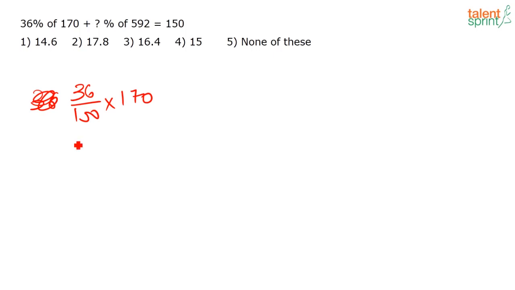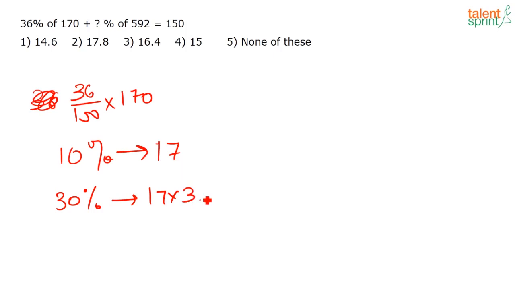Now, another way to approach this question would be, see, what is 30% of 170? Well, first, what is 10% of 170? 10% of 170 is 17, correct? So, 30% of 170 is what? 17 into 3, that is equal to 51, correct? So, what will be 36% of 170? Now, see, you know what is 40% of 170, correct? 40% will be 51 plus 17, correct?